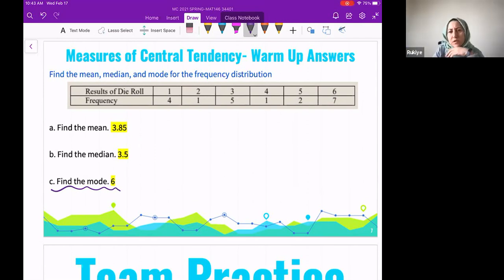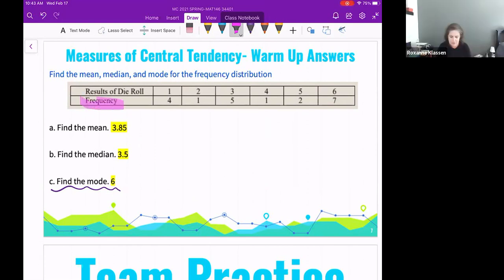Look at the frequency. I'm sorry. Go ahead, Ruki. Yeah, just look at the frequency, 6 is 7 times. Yeah, you look at the frequency and you're looking for the highest number. And since the highest frequency was 7, then 6 is your mode. Everybody okay with that? Yeah? Okay.